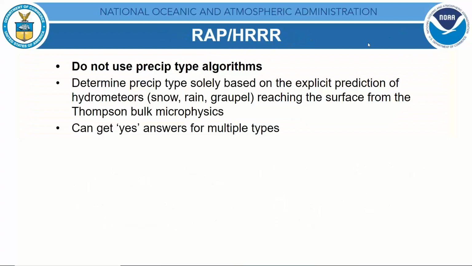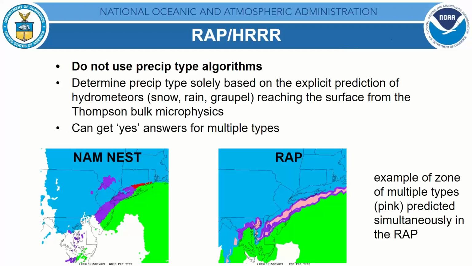So talking about the RAP and the HREF, again, they don't use any precipitation type algorithm. It's solely based on the explicit prediction of the hydrometeor, so snow, rain, or even graupel, think about ice, reaching the surface from what's called the Thomson bulk microphysics, kind of a fancy term, but it's one of the microphysics packages. And you can get yes answers for multiple types. You can have it saying snow and rain and sleet at the same time, which is one of the weaknesses. And this is an example of that.